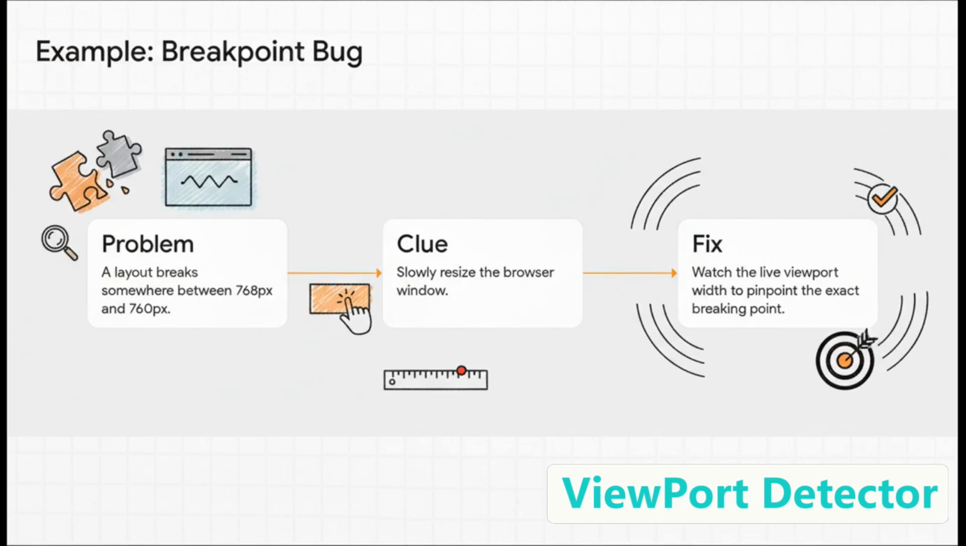And this one is for every developer who has ever hunted for a breakpoint bug. You know the situation? Your layout is perfect at 768 pixels, but it breaks somewhere just below it. With this tool, you just slowly resize your browser window and watch the viewport width update live. The second it breaks, you have your number. You have pinpointed the exact pixel that's causing the problem.